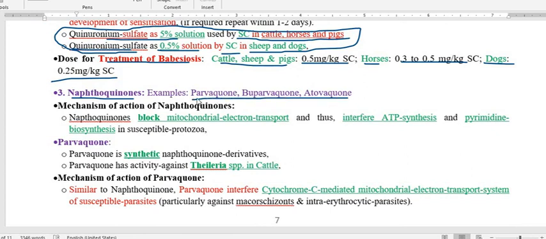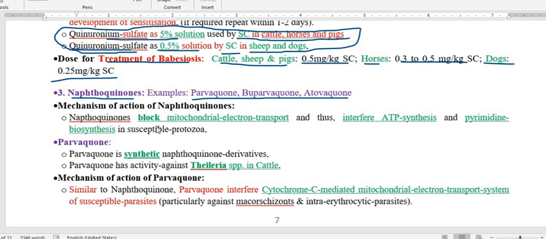Next group is naphthoquinones. From that, the drugs are parvaquone, buparvaquone, and atovaquone. Parvaquone and buparvaquone are specifically used for the treatment of theileriosis. And the drug buparvaquone is quite costly, so be cautious to use it, because if the species is not Theileria and you are using it, then you are only wasting the drug.